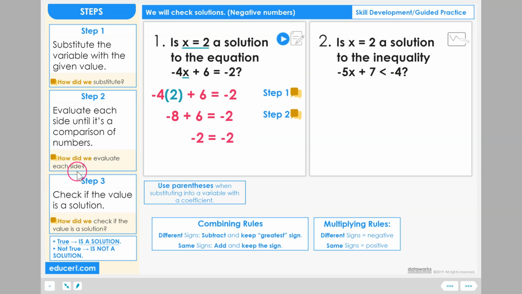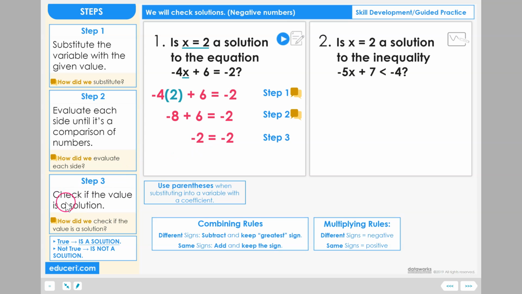How did we evaluate each side? On the right side there was nothing to evaluate, just a negative 2, so we just brought the negative 2 down in the equation each time. On the left hand side we did some multiplication, then we did some combining while using our negative numbers and using our combining rules. First for multiplication with different signs, negative 8, and then combining different signs and subtracting and then keeping the greatest sign, ending up with a negative 2 on the left hand side.